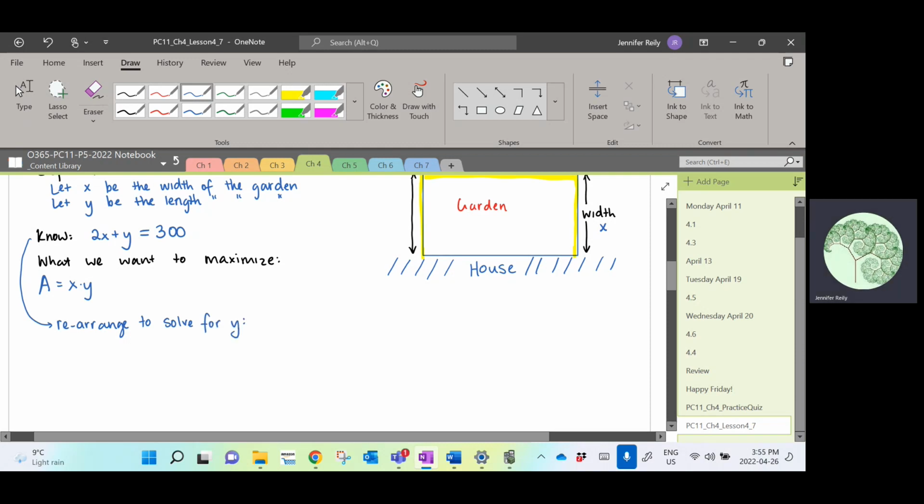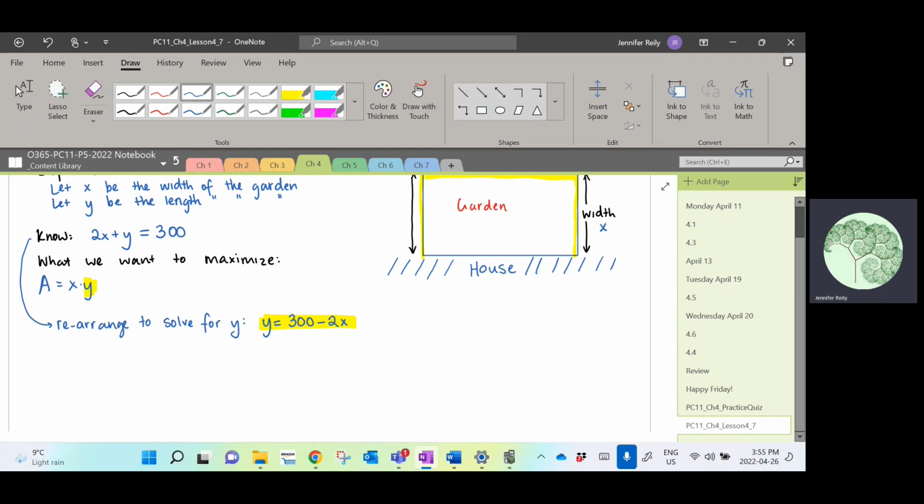So we're just going to move the 2x to the other side of the equation. So it's going to look like this, 300 minus 2x. Okay, it's the same equation, just rearranged. And we're going to substitute this into the area equation that we had before. So we're going to take out y and put in 300 minus 2x. Those are equal quantities, so we should be able to do that while maintaining the equation.